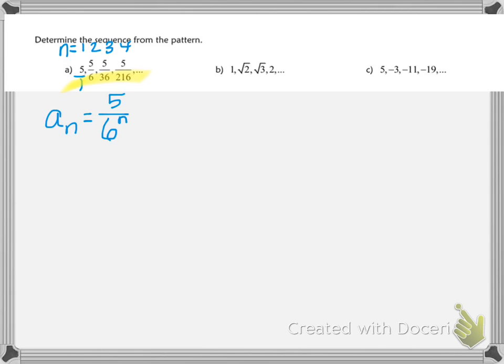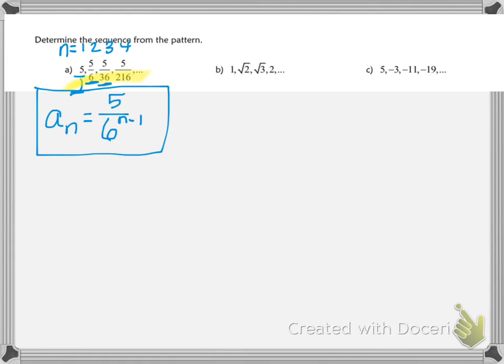Well, here, 6 to the first wouldn't work for that first term because we need it to be 1. So we really need to have the first term have an exponent of 0, the second term have an exponent of 1, the third term have an exponent of 2. So that comes from just making that n minus 1. You're subtracting 1 from the term. And then, if we look at that fourth term there, if we put 4 in for n, we get 4 minus 1, which is 3. 6 to the third is 216.